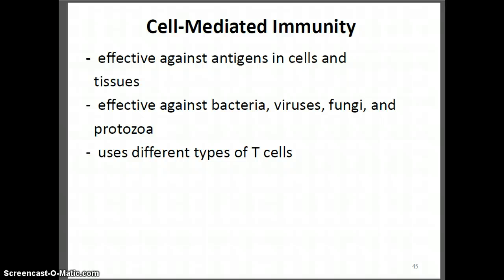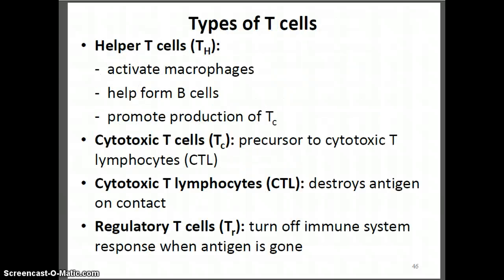Cell-mediated immunity is effective against antigens in cells and tissues. It is effective against bacteria, viruses, fungi, and protozoa. And this uses the T cells, which, remember, matured in the thymus gland. There are several types of T cells, and I'm not, again, going to ask you to memorize all of these, but you can see this is a very complex process. So take a look at these again later on.